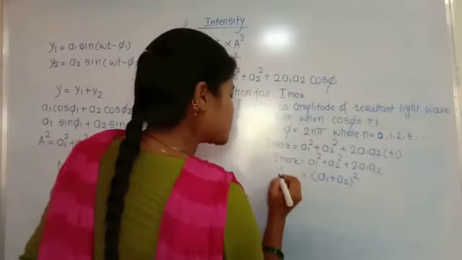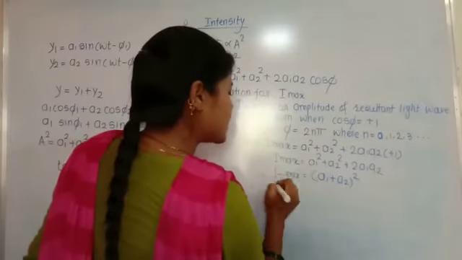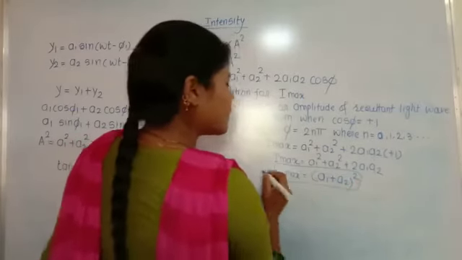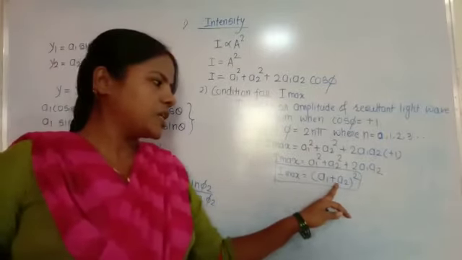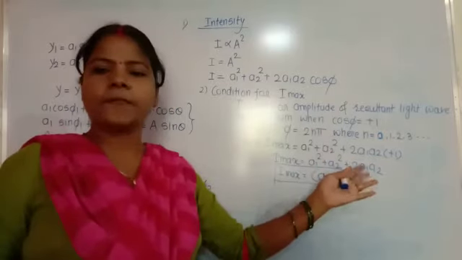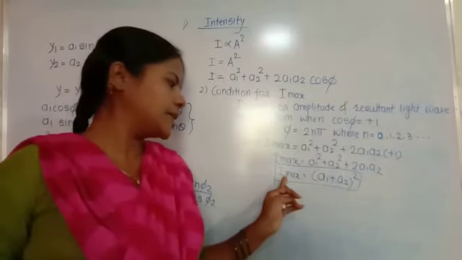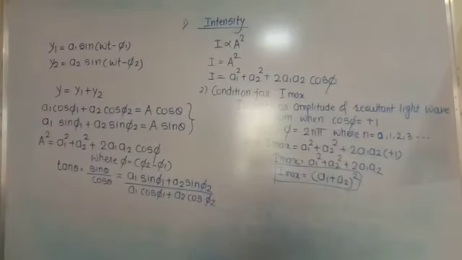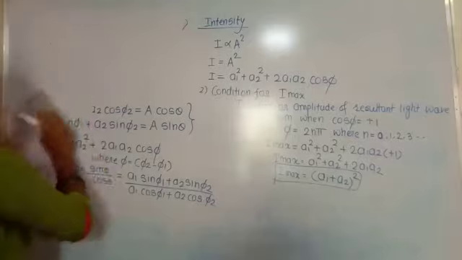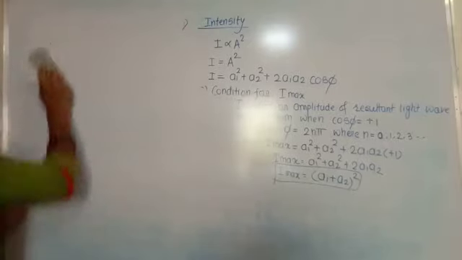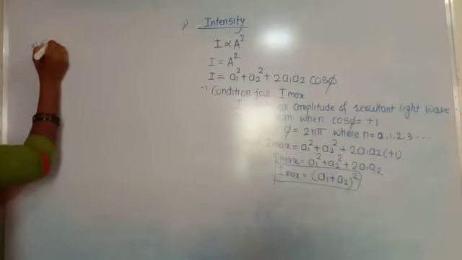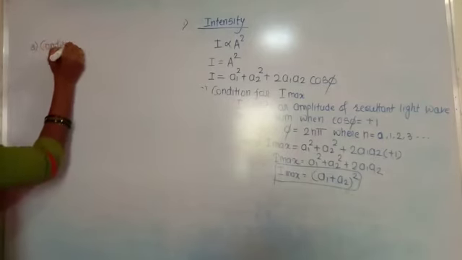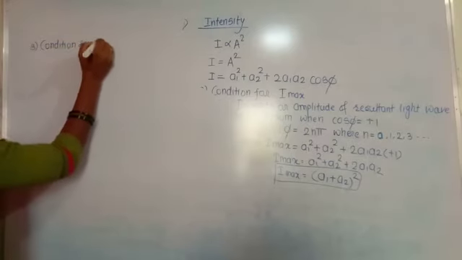So this is the condition for maximum intensity of the resultant light wave, whenever the addition of the amplitudes of the two light waves, that is a1 plus a2, is squared. Okay, and at that time intensity is maximum. Then the third is the condition for I minimum.